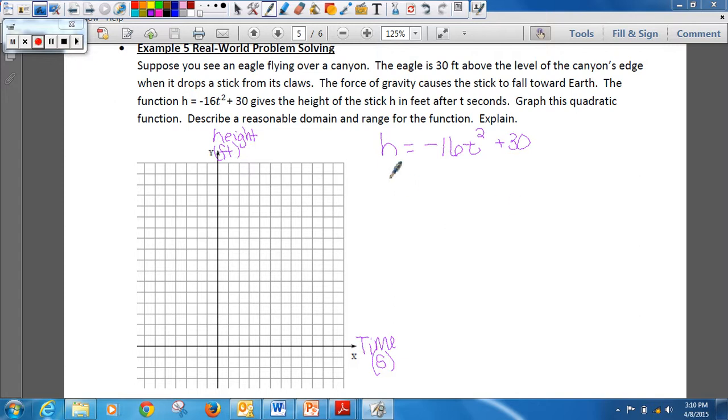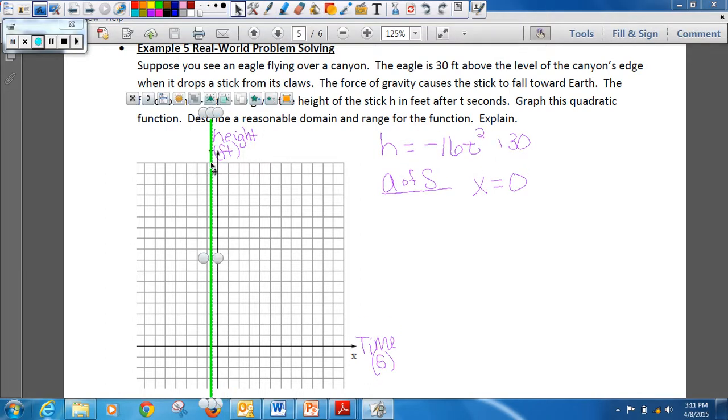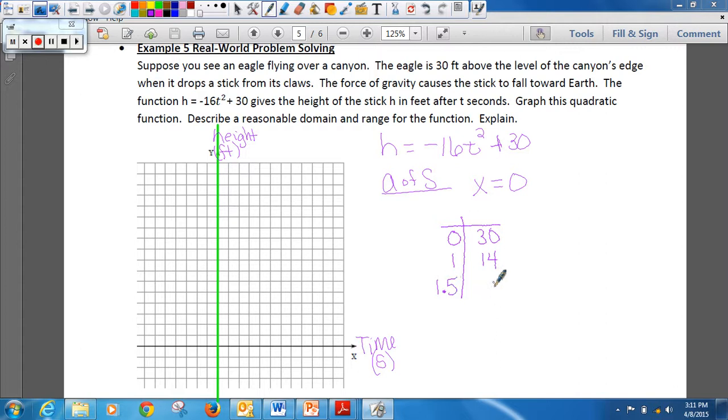Okay, now we need to find the axis of symmetry. I don't have a b, so b is 0, and anytime that happens, my axis of symmetry is always going to be x equals 0. So there is my axis of symmetry, and then I have to do my t-chart. I want to find my vertex, 0, and if I plug it in here, that gives me 30. I'm going to plug in 1, which gives me 14. And if I plug in 1.5, it gives me negative 5.7.